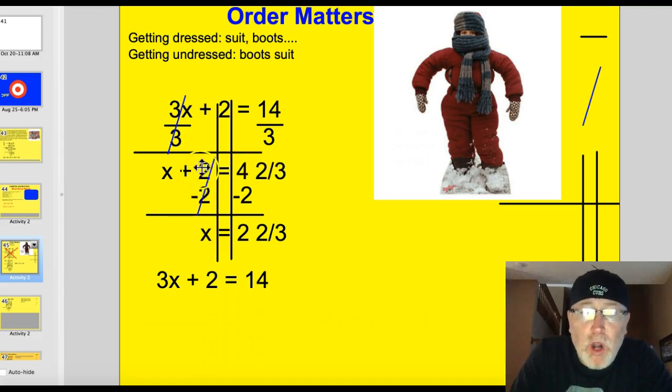So then if we subtract the 2 from both sides, we have isolated the variable. 4 2/3 minus 2 is 2 2/3. But if you pop that into the calculator, you don't get 14. You get like 10. That ain't going to happen.